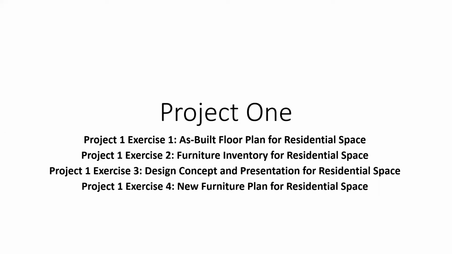In this video, I'm going to provide an overview for the exercises in Project One and how they are interconnected. So just to begin, Project One consists of four different exercises which each build on each other. Essentially, we're going to begin by documenting the floor plan and furniture of an existing residential space, then develop a concept and presentation for this residential space that we could present to a client to give them a new idea for a design. And then finally, we're going to create a new furniture plan for the residential space that reflects this concept.